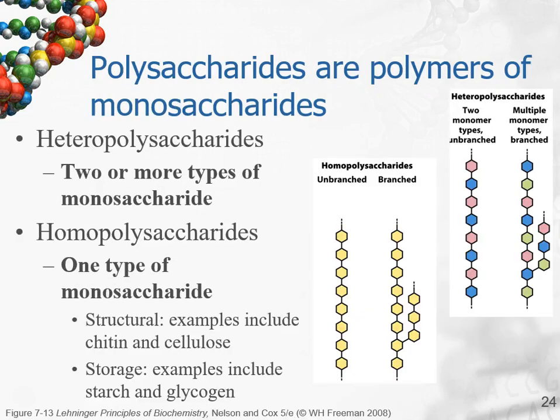So let's now talk about polysaccharides. They are polymers of monosaccharides. We can have heteropolysaccharides or homopolysaccharides. Heteropolysaccharides consist of two or more types of monosaccharide, whereas the homopolysaccharides consist of just one. And that's going to be our focus in this class. We want to talk about the two types of homopolysaccharides: structural and storage. Let me give you some examples of these.